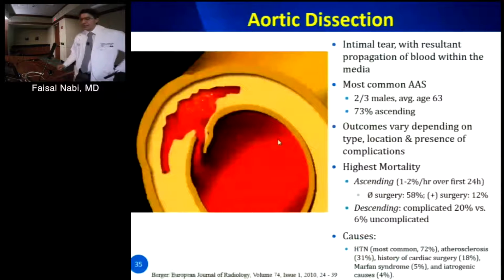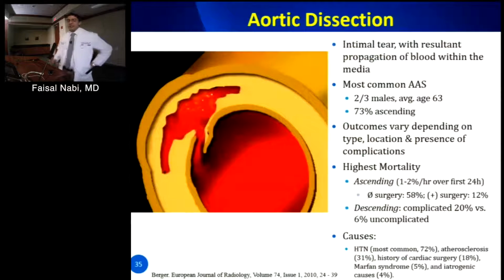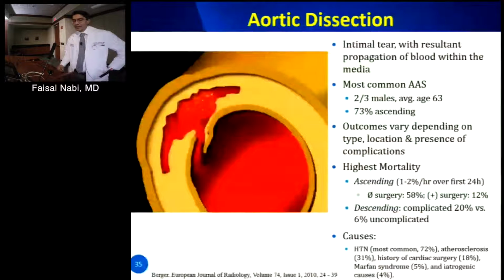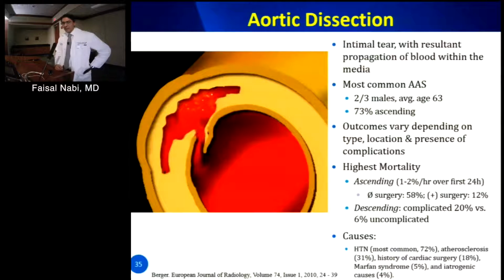So, aortic dissection. What is an aortic dissection? Aortic dissection is really an intimal tear with a resultant propagation of systolic blood into the media of the vessel. It's the most common cause of acute aortic syndromes. About 66% tend to be male, elderly men, and 73% involve the ascending aorta. Of course, as we heard Dr. Q say, outcomes vary depending on your type, location, and presence of complications. But in general, it has the highest mortality.